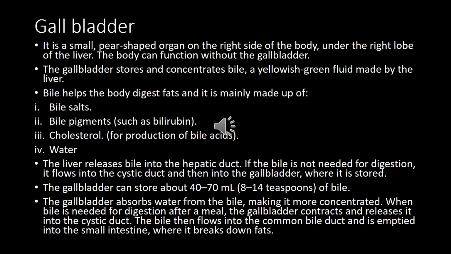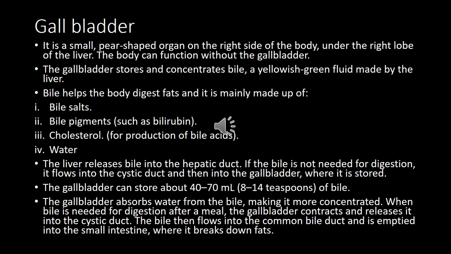The gallbladder stores and concentrates bile, and bile is a yellowish green fluid which is made by the liver. Bile helps the body digest fats, and it's mainly made up of bile salts, bile pigments such as bilirubin, which is considered a waste that is excreted out of the body through the feces, and cholesterol for the production of bile acids, and the water. These are the four basic components of the bile.